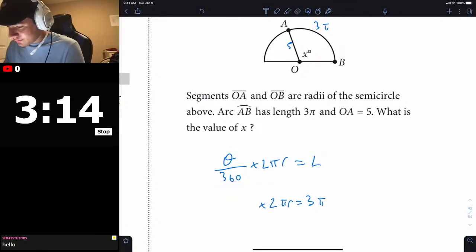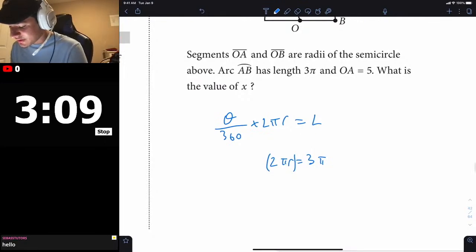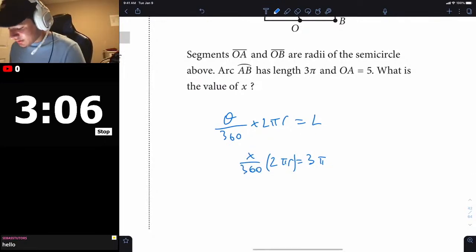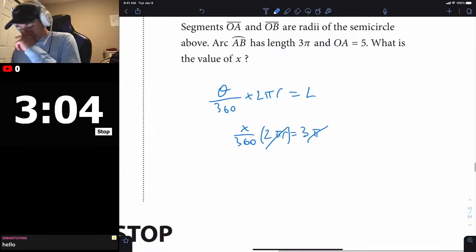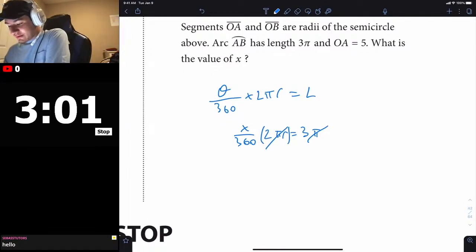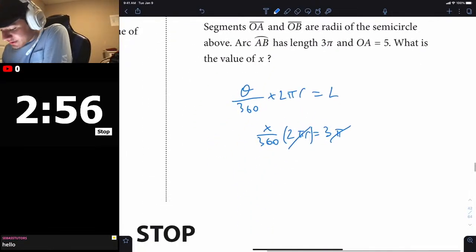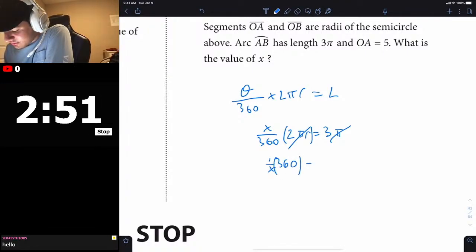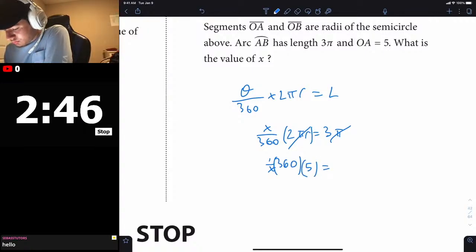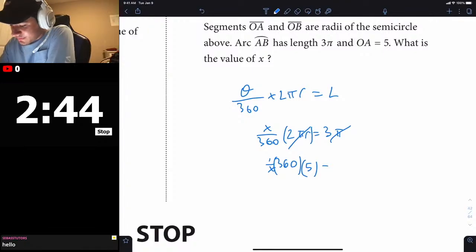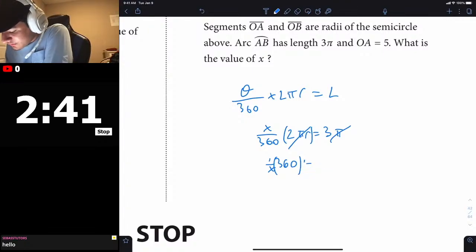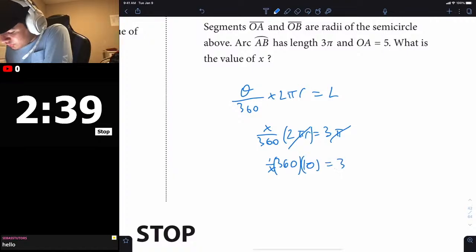Let's bring this down. I'm not going to use x for multiplication, I'm going to use parentheses instead, just because we have an x variable. So x over 360, and then I'm going to cancel out these pi's. And then I'm going to go ahead and say that the radius is equal to 5. They tell us that, right? So that means 1 over x times 360 times 5 is equal to... oops, not times 5, times 10. Sorry, because it's 2 times 5.